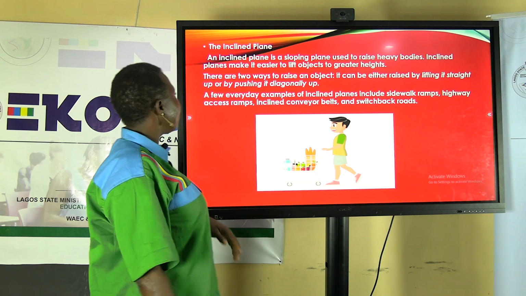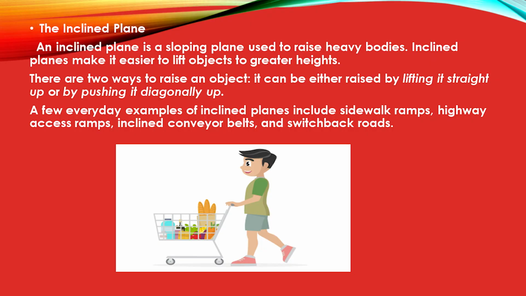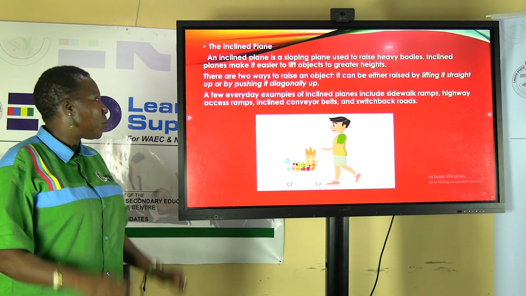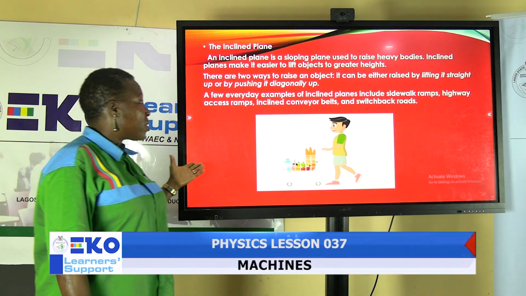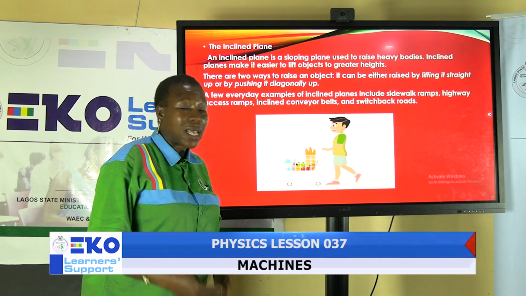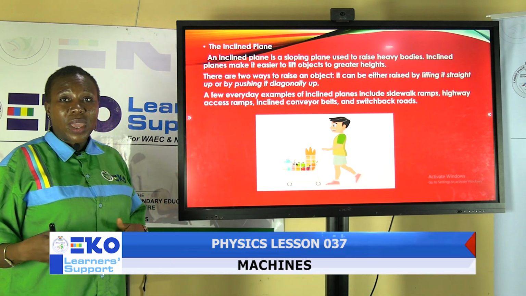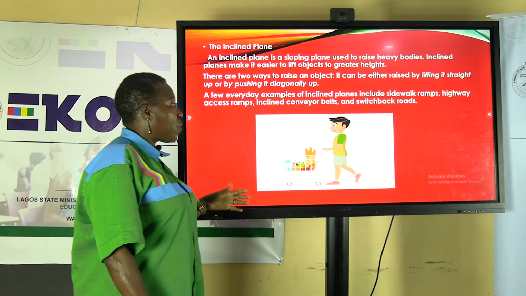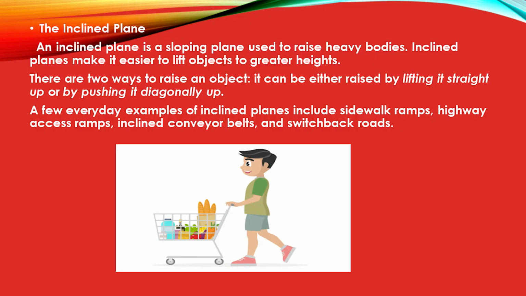The inclined plane. An inclined plane is a sloping plane used to raise heavy bodies. Inclined planes make it easier to lift objects to greater heights. There are two ways to raise an object. It can either be raised by lifting it straight or by pushing it diagonally up. A few everyday examples of inclined planes include sidewalk ramps, highway access ramps, inclined conveyor belts, and switchback roads.